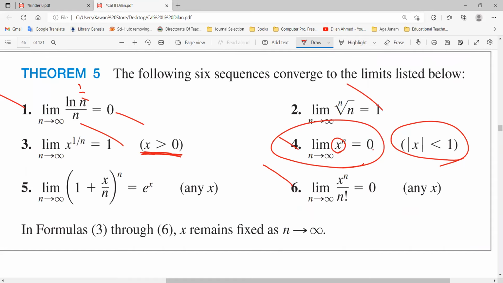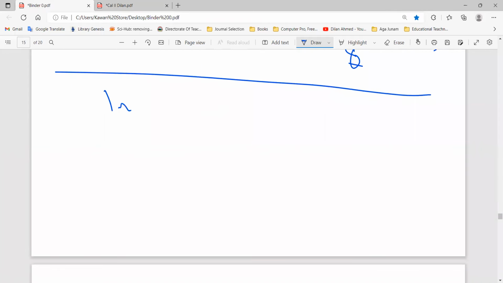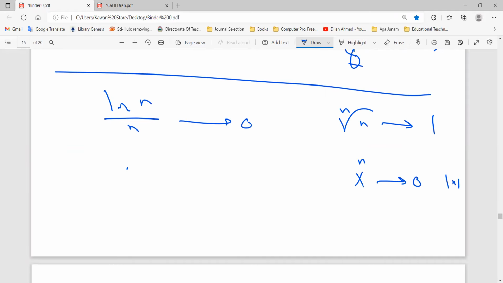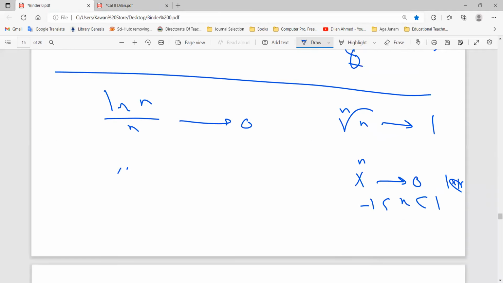1. Okay, so let me write the rules for you again to remember. ln n over n, the nth root of n, x^n going to 0, where x is between 1 and -1. And what was the third one? The nth root of x, for any number x, is going to be 1.